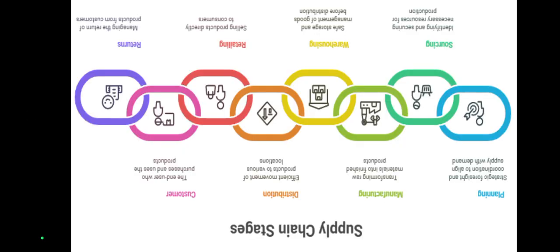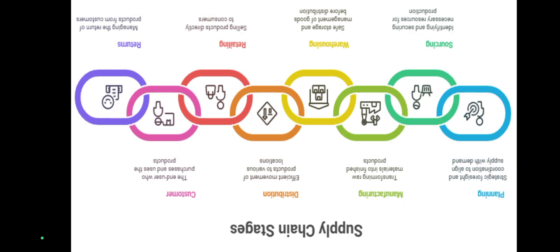The supply chain stages. The supply chain stages start from planning. Planning is nothing but you plan from whom you are going to get the supplies, or where you want to manufacture, or who the suppliers, manufacturers, wholesalers, retailers or distributors are. Everything we plan in the planning stage. Manufacturing is nothing but transforming the raw materials into finished goods.